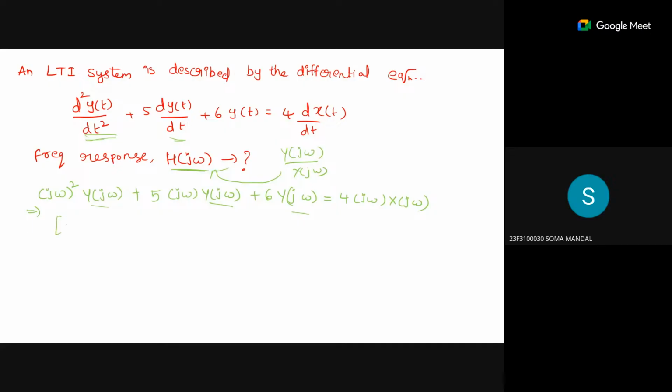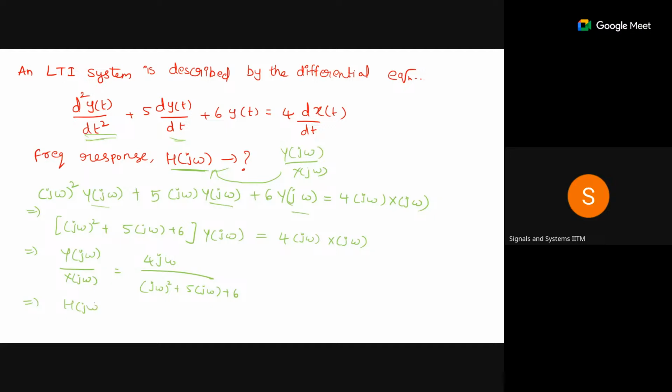So we'll be doing that. Am I right? Yes, ma'am. So I am rearranging the terms. After rearranging, it will be 4j omega divided by j omega square plus 5j omega plus 6, which is H of j omega.